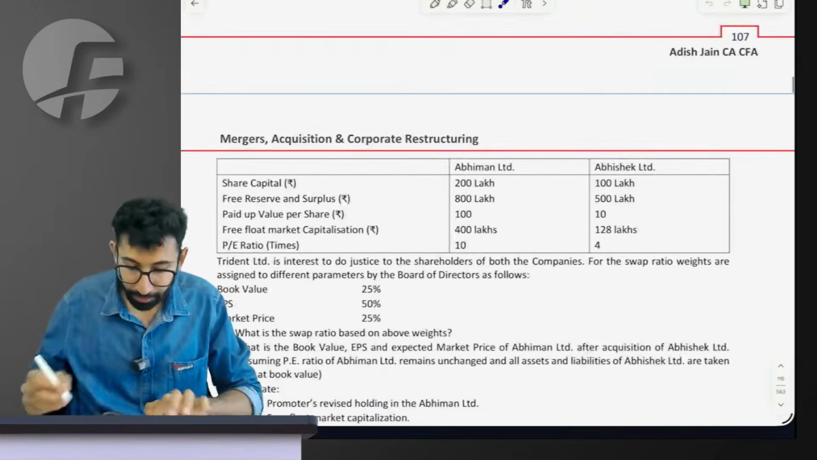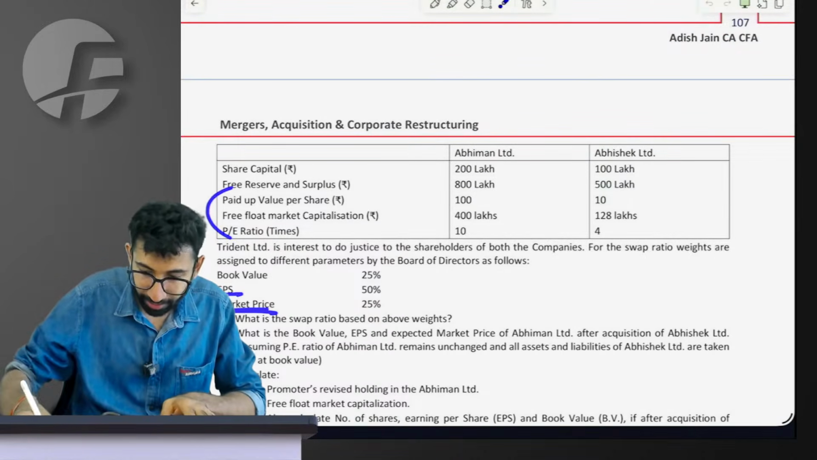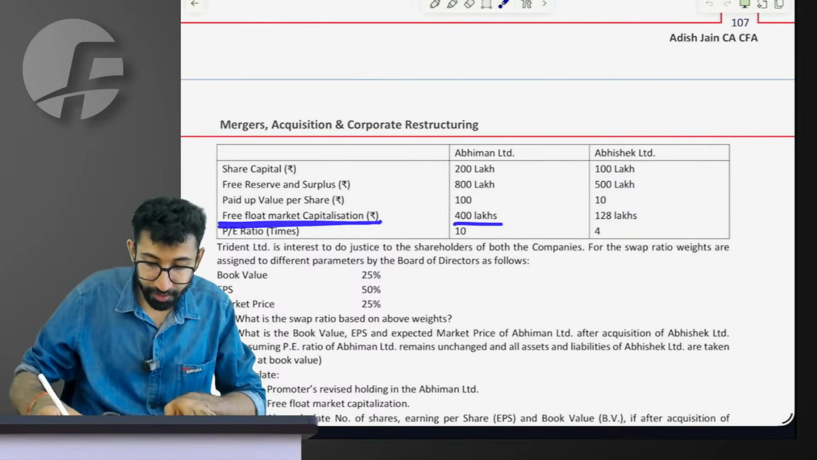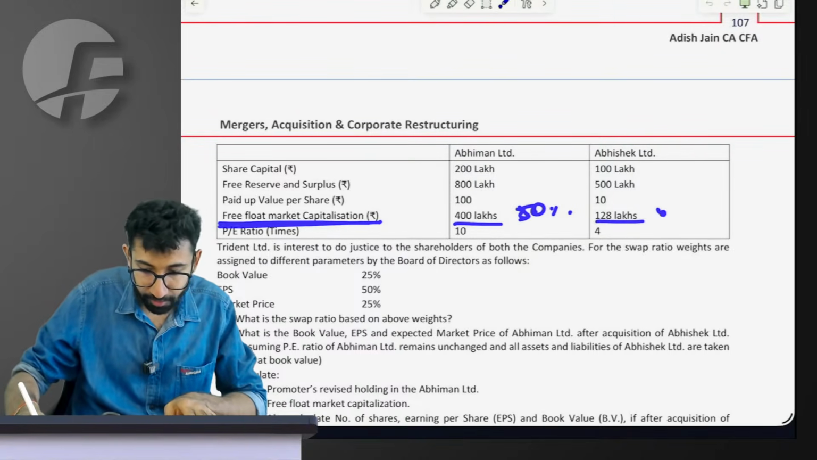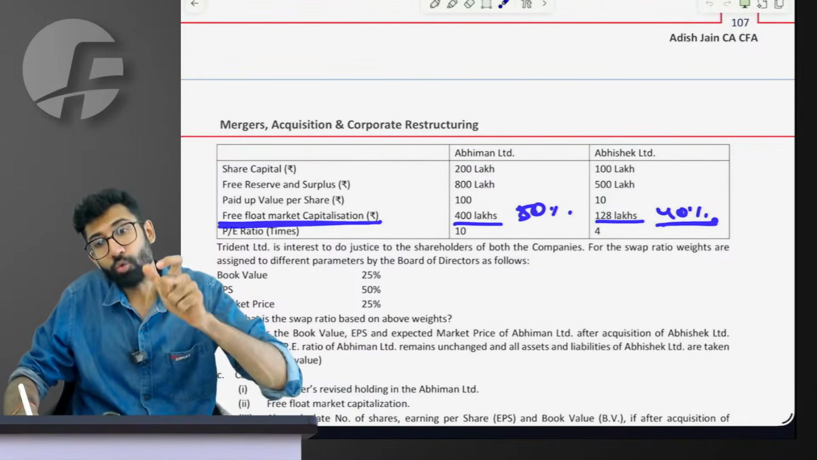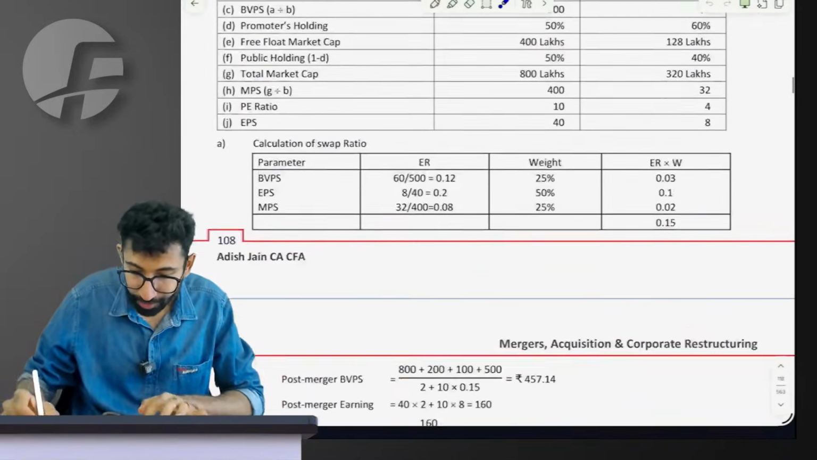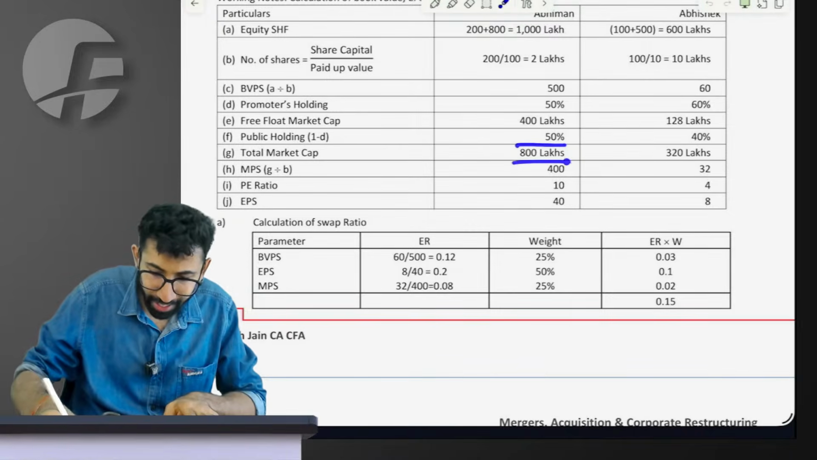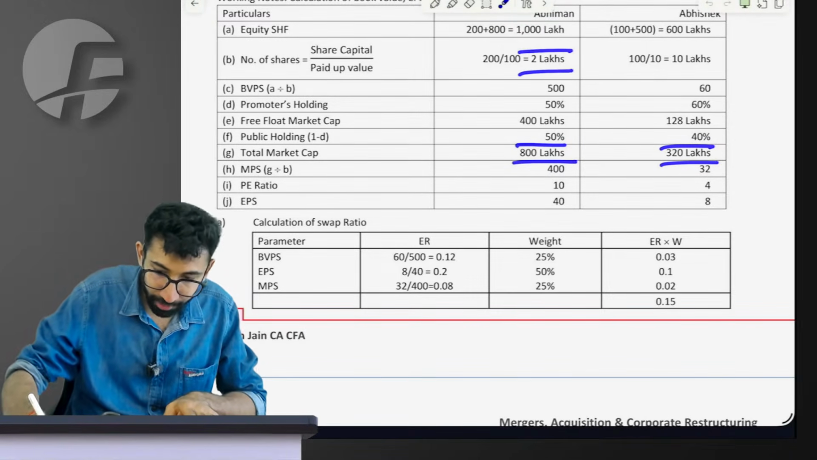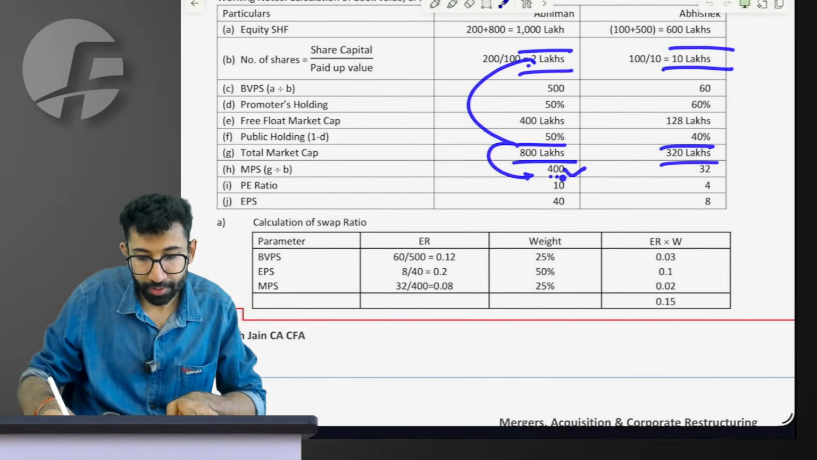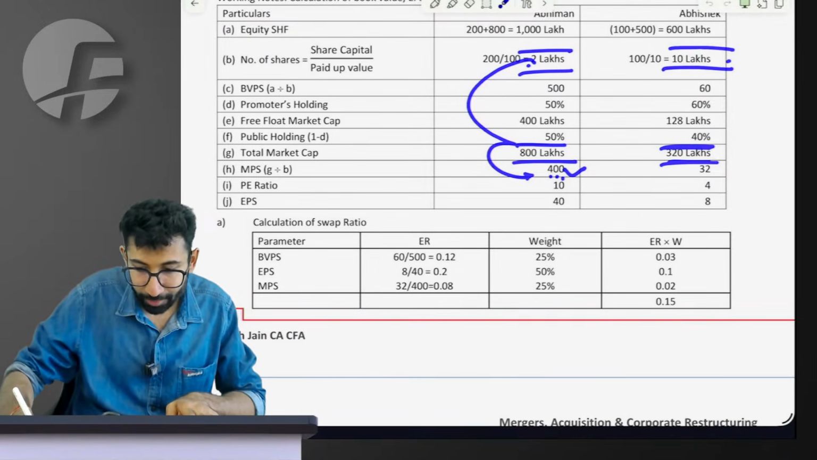Fine, sir. Cool. Based on EPS and based on MPS, do we have the possibilities to find the exchange ratio? Sir, we can make use of free float market cap. If this 400 is equal to 50%, and this 128 is equal to 40%, then how much is the total market cap? 400 divided by 50% is equal to 800, and 128 divided by 40% gives me 320 lakhs as the total market cap. If we have the total market cap and the number of shares, can we find the market price per share? Yes, sir. 800 divided by 2 is 400 and 320 divided by 10 is 32.